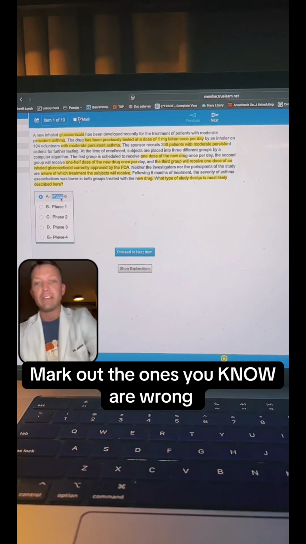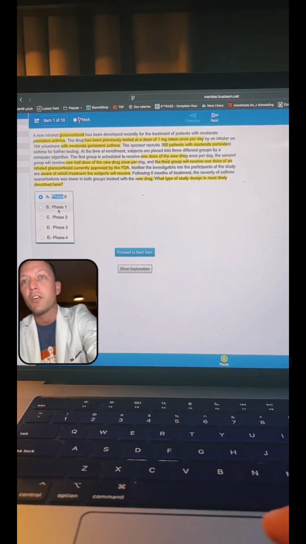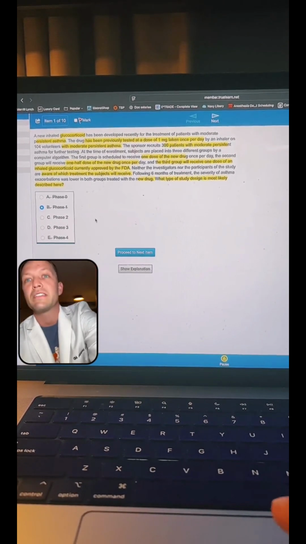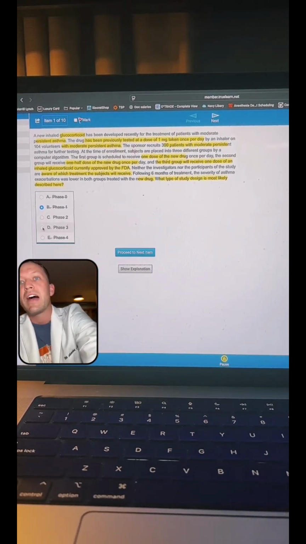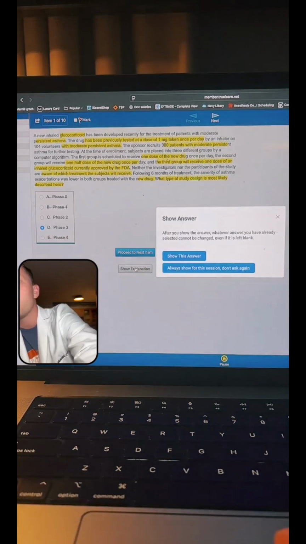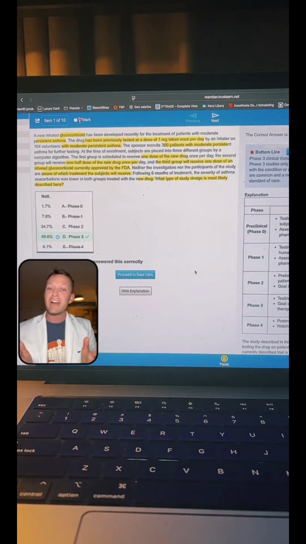It's definitely not phase 0. So we can knock those out right now. We have phase 1, 2, and 3. B is wrong because phase 1 is basic safety. I gotta agree. We're past phase 1. I think it's phase 3 because of the study design and the amount of participants. So we're gonna go with phase 3, and we're gonna see if that's the right answer. And it was. That was actually kind of tough, I thought.